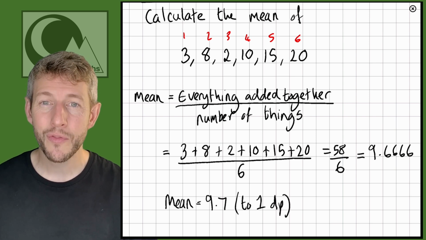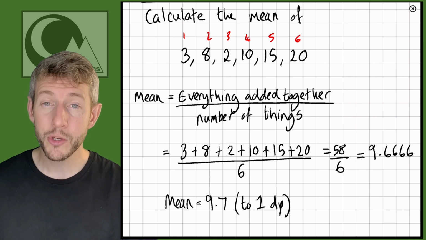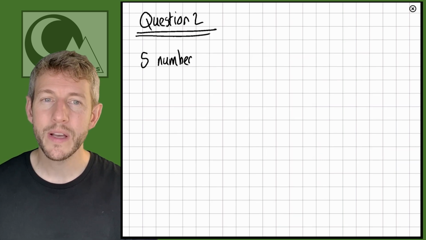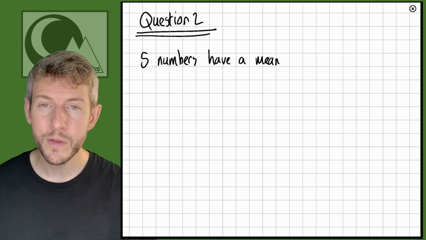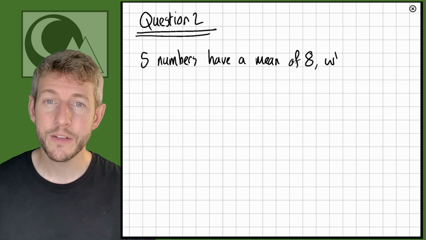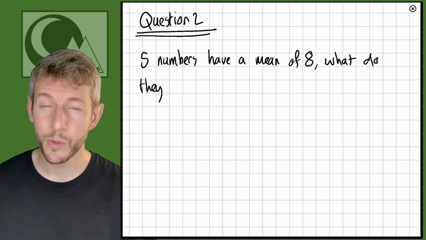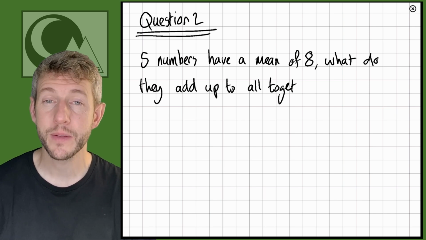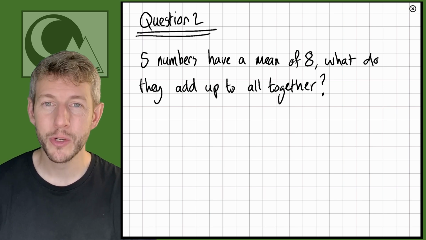Okay, that is the straightforward version of the mean. Make sure that you get some practice on this. There's lots of practice available. But now what we're going to do is look at how to use the mean in order to find the original total. So for this question here, we've got 5 numbers that have a mean of 8. What do they add up to altogether?